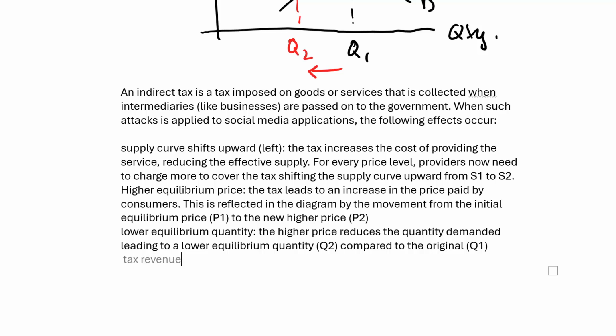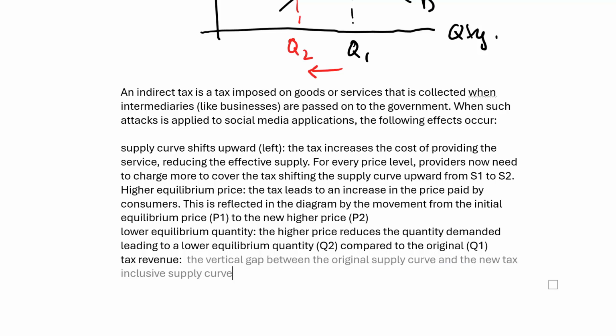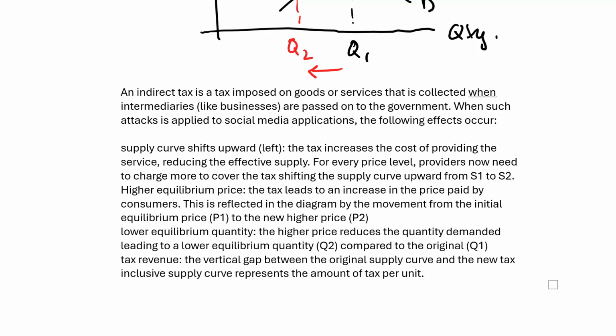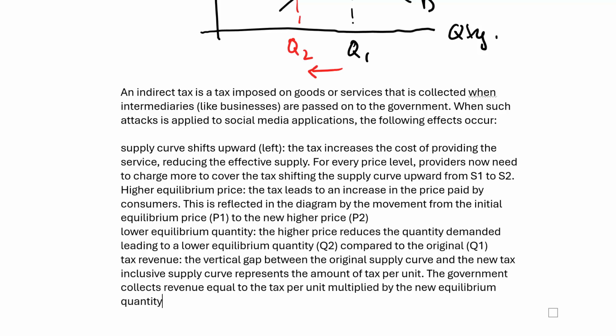Tax revenue. The vertical gap between the original supply curve and the new tax-inclusive supply curve represents the amount of tax per unit. The government collects revenue equal to the tax per unit multiplied by the new equilibrium quantity, as indicated by the shaded area.